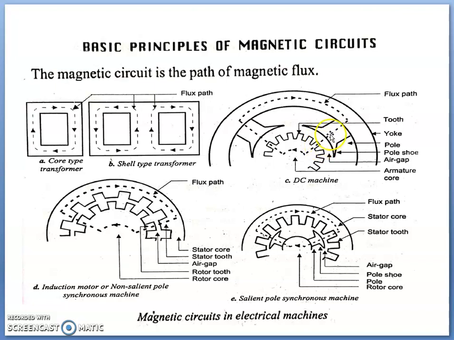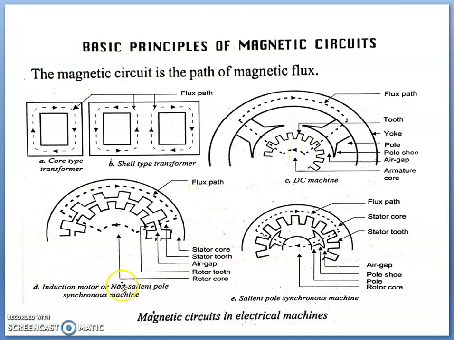So the magnetic flux from these main poles crosses the air gap and enters the tooth portion of the armature, and then it takes a path through the armature and completes its path with the adjacent pole. This may be the north pole and this may be the south pole. Like that, this magnetic circuit is completed in a DC machine.